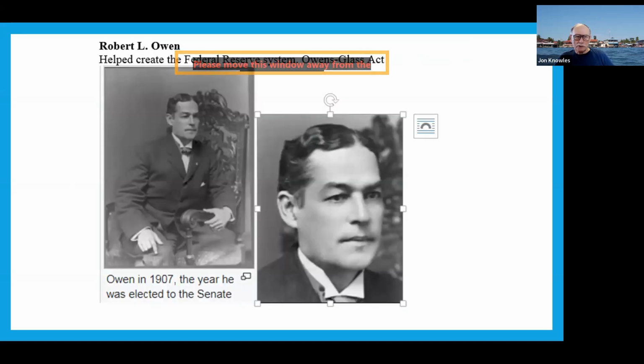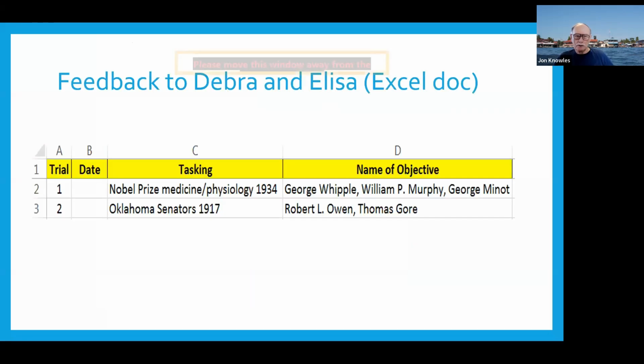Here's the drawing of the other senator, Robert Owen, and I think my drawing slightly resembles him a little better with the hairstyle, but again, not particularly noteworthy. The feedback that Debra and Elisa, the other 2 viewers, got was of the same form, and that's how they were tasked too. They would just see the tasking, and then they used a different Excel file to get the objective.